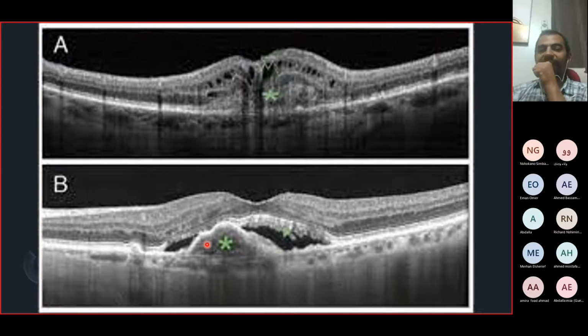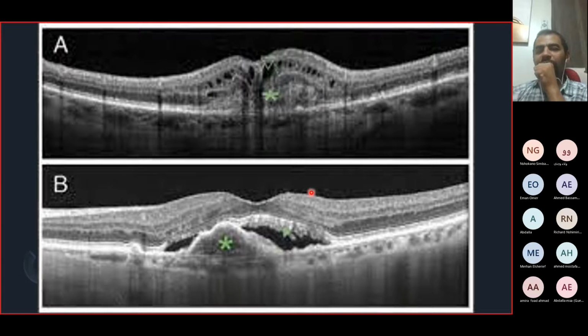The main difference is that in occult CNV, the CNV is still underneath the retinal pigment epithelium, and only the fluid is leaking and separating the retina. This is why in occult CNV it's not very clearly visible on the fluorescein angiogram, because it's covered by the retinal pigment epithelium, which blocks the fluorescence. While in classic CNV, the membrane penetrated through the retinal pigment epithelium and invaded the retina itself. It's causing subretinal fluid and, in addition, intraretinal fluid.